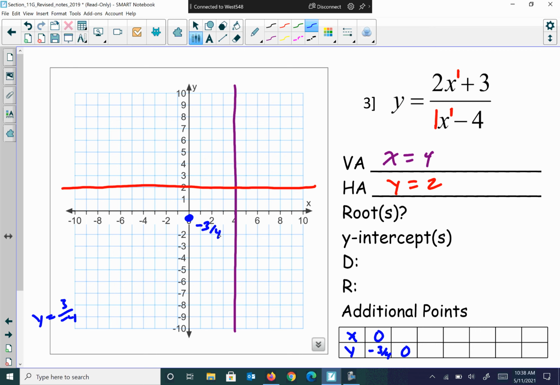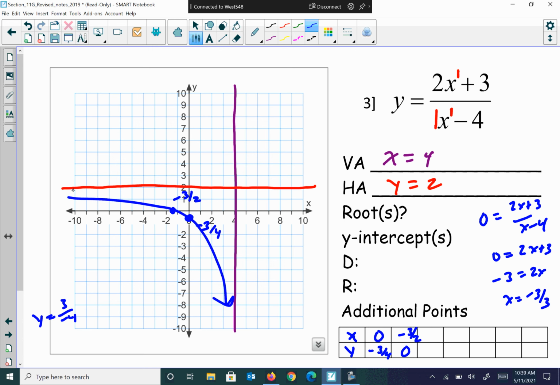Is that okay? And then if I wanted to find the other one, I'm going to go 0 equals 2x plus 3 over x minus 4. I'm going to multiply both sides by x minus 4, but x minus 4 is going to be multiplied by 0, so it's going to be 0 over here. So I get 2x plus 3, subtract 3, divide by 2. So I get negative 3 over 2. So negative 3 over 2 is like here. So I only got points on one side or one branch, which is okay. So this looks like this, and it looks like this.